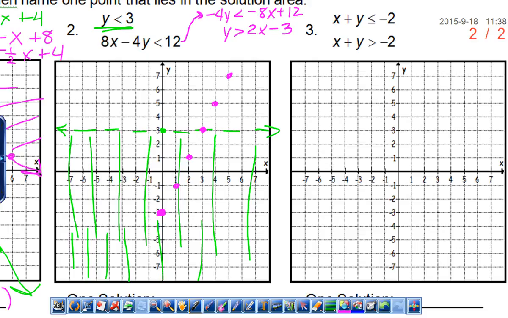Is this line solid or dotted? Dotted. Shade above or below? Above. Why? It's greater than. All right, so where's our solution region? Yeah, it's all this part where your shading overlaps.